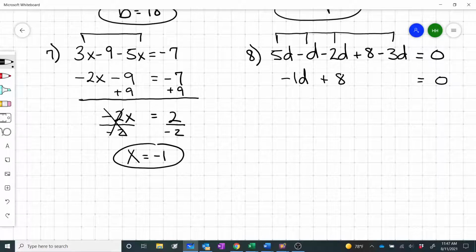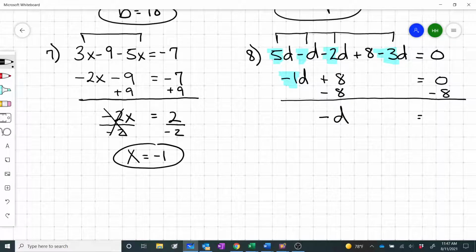So you just combined all these like terms. You combine the 5, the negative 1, the negative 2, and the negative 3, and all of that combined gave you negative 1. So now you can subtract 8 from each side. And this negative 1D, or negative D, is equal to negative 8, and you can divide both sides by negative 1. And D is equal to 8.